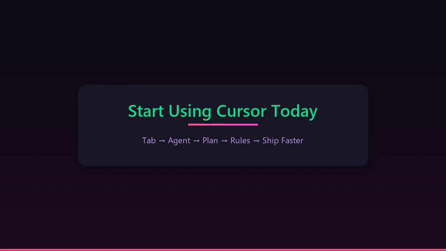Let us recap. Tab completion predicts your next move with a proprietary model. Agent mode builds entire features by editing files and running commands. Plan mode thinks before it codes for complex features. Rules teach Cursor your team's conventions. Context control with @ mentions gives the AI exactly what it needs. Debug, terminal, and browser cover the full development lifecycle.